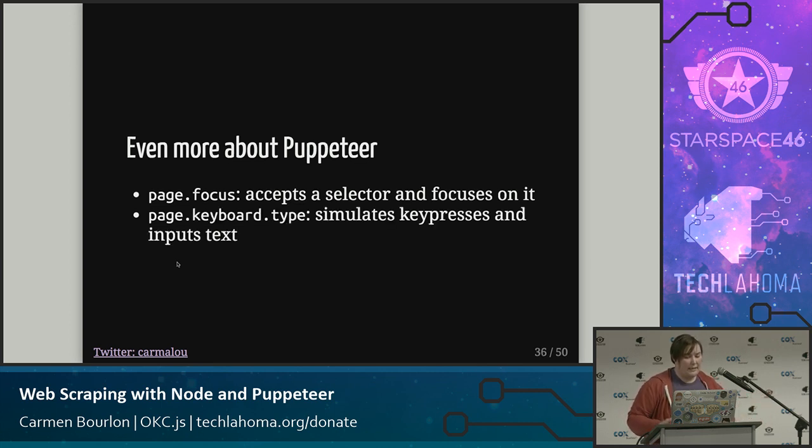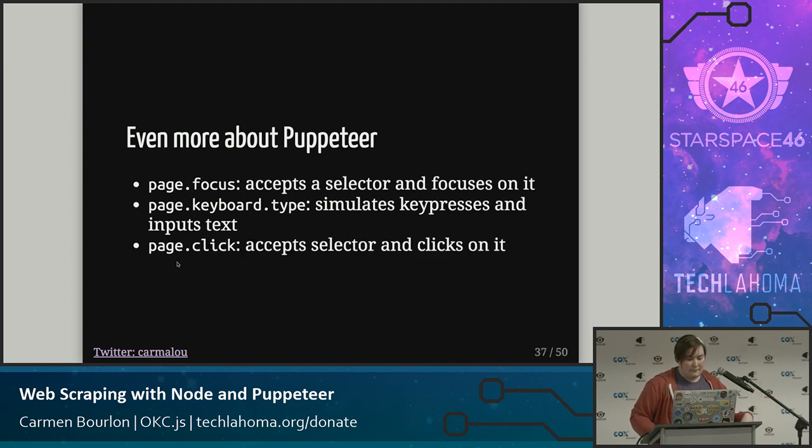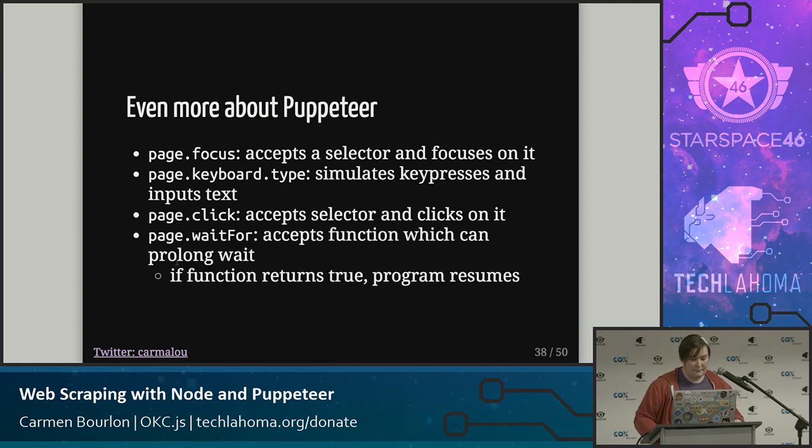Page.keyboard.type will actually simulate key presses. So if you have an event listener on a specific key press, this is a really great way to make sure that that's actually being triggered. And it'll also input text into like a text box or a text area or anything like that. Click is probably pretty self-explanatory, but again, it accepts a selector and it simulates a click on it. So if you have navigation on a click, or if you have an event listener or anything like that, that's a great way to make sure that that's working as expected.